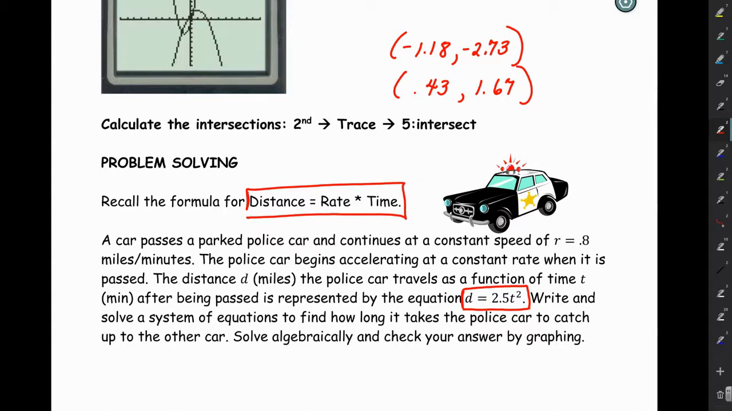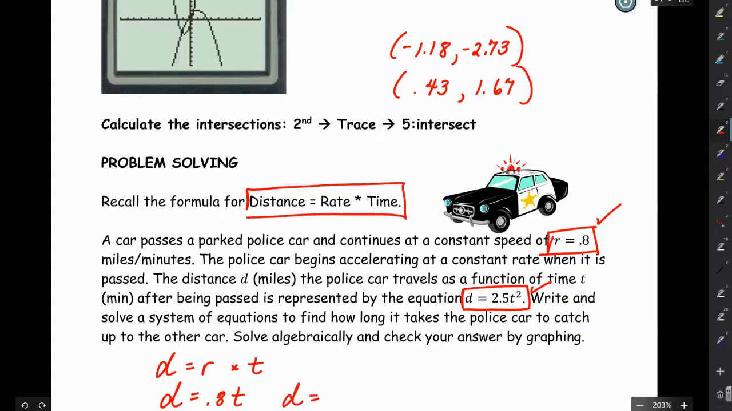So we have two equations. We have one equation, and the other equation we have to formulate because we're given that the rate is equal to 0.8 miles per minute. So our formula is distance equals rate times time. So the other formula is distance equals 0.8 t. All right, so we have a formula derived from this bit of information, and then we have this formula. So that formula is d is equal to 2.5 t squared.